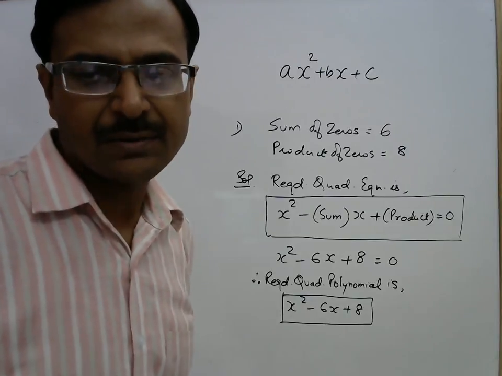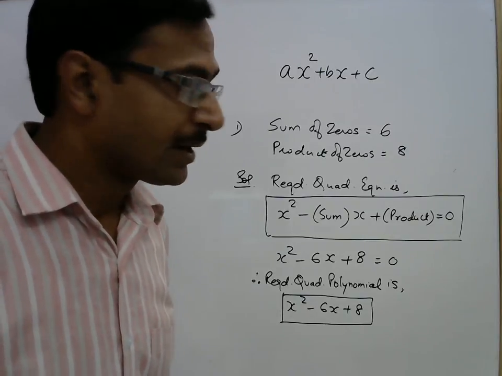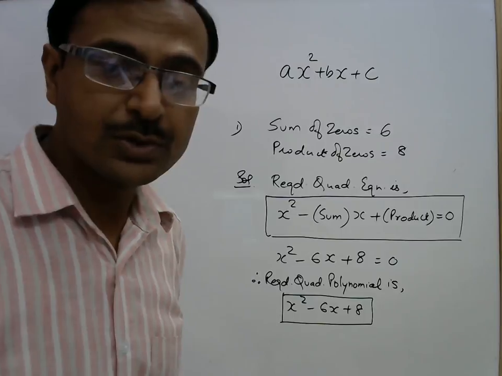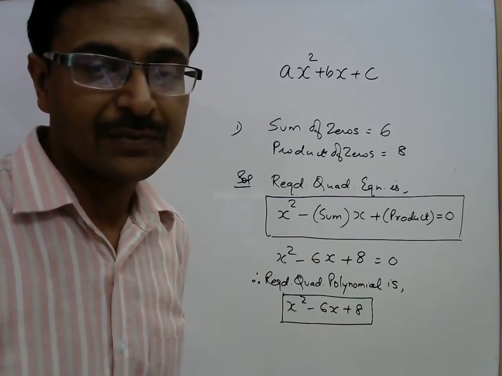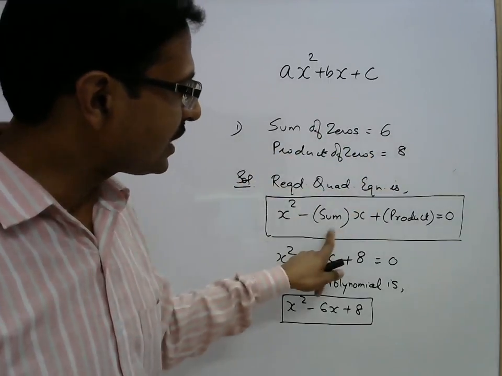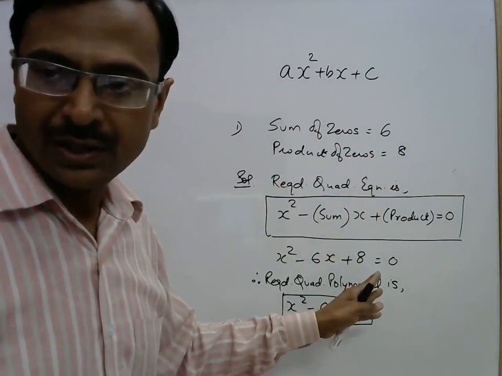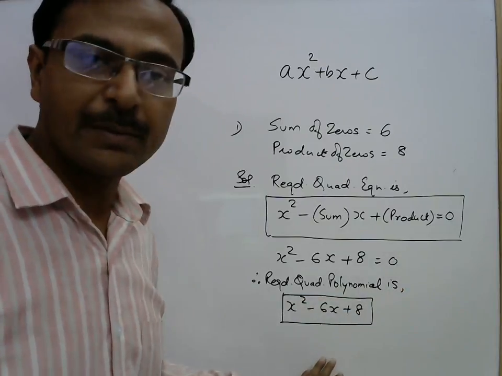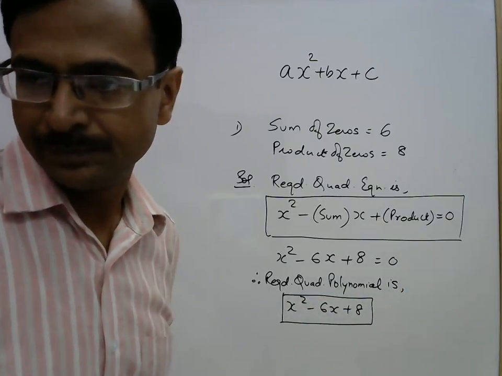Hardik, this is the concept for finding the quadratic polynomial whose sum and product of zeros is given. So you don't need to find the zeros. Just put the sum of zeros and product of zeros in this formula. You will get the quadratic equation. And if you remove the zero, this will become a quadratic polynomial.